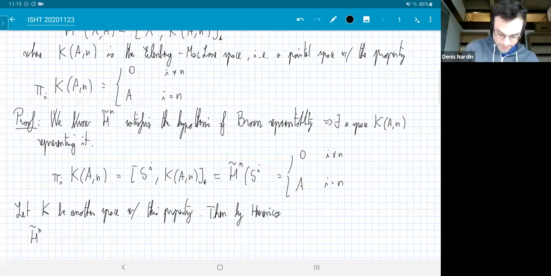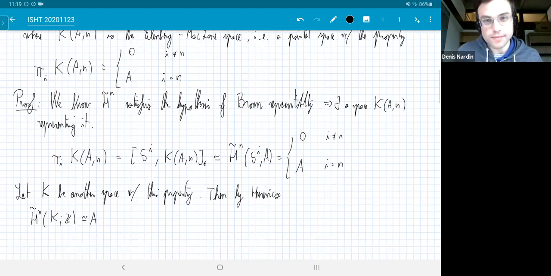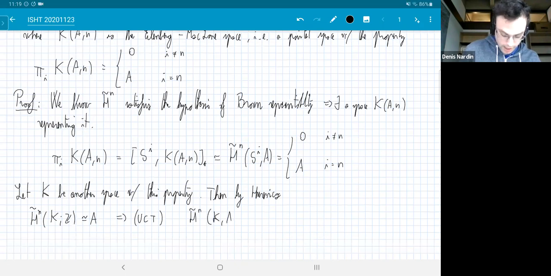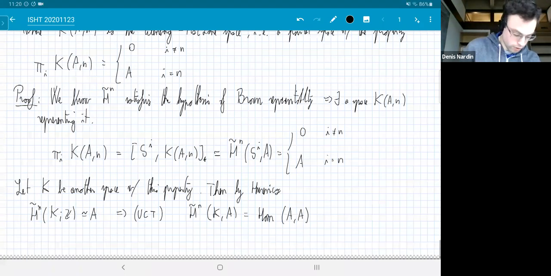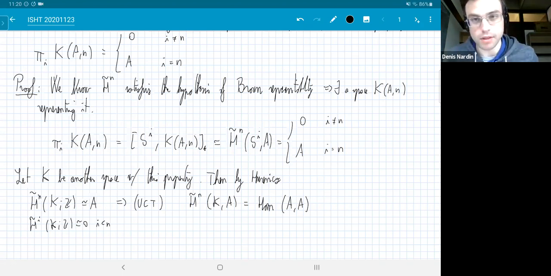So, anyway, H_n K(Z) is A. And so by the universal coefficient theorem, H^n(K; A) is just going to be Hom(A, A). Oh, sorry, and we also need H tilde i K(Z) is zero for i less than n. That's still by Hurwitz.